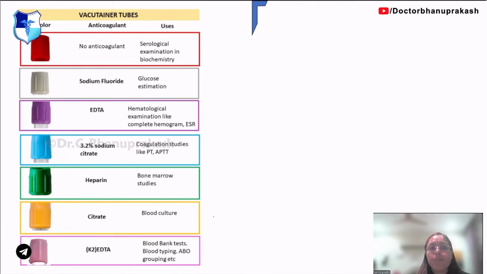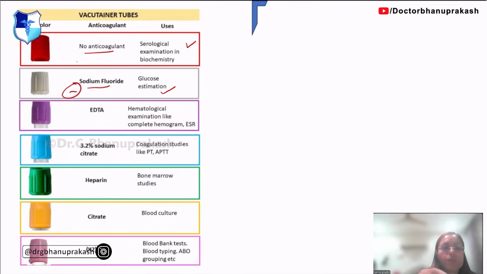Then next slide, very important these days, it's frequently asked about the colors of the vacutainers. So red color, no anticoagulant is present in it. It is for the normal serological examination in biochemistry. Gray color, having sodium fluoride for glucose estimation. Sodium fluoride inhibits which enzyme? Enolase of glycolysis. That is your biochemistry question.